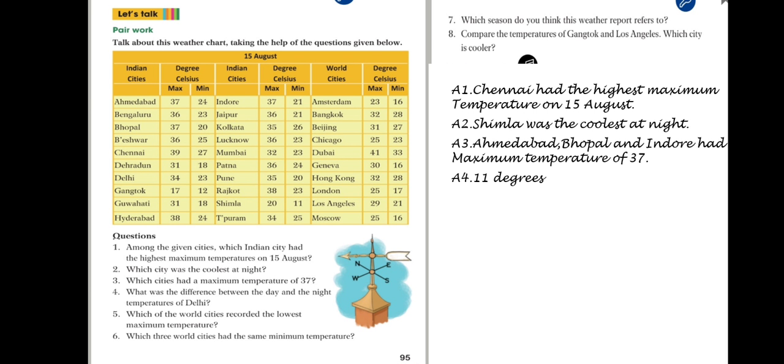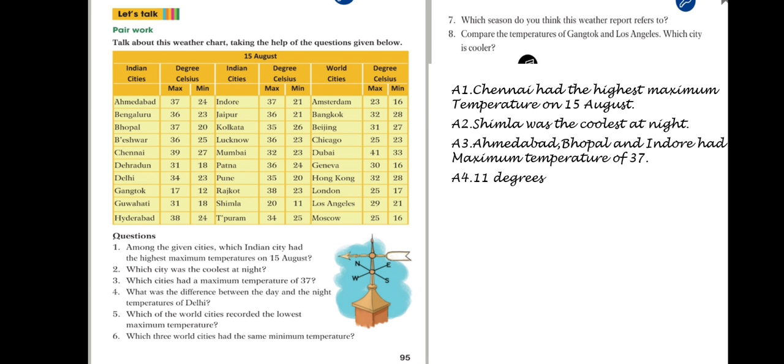You will write it like this, that is answer 4. Okay. Difference between the day and night temperature of Delhi. So 11 degrees was the difference between the day and the night temperature of Delhi. You can write it like this. Or another way if you find.